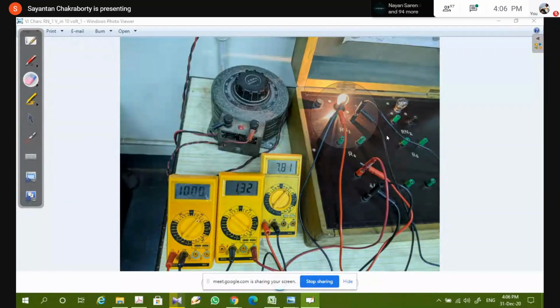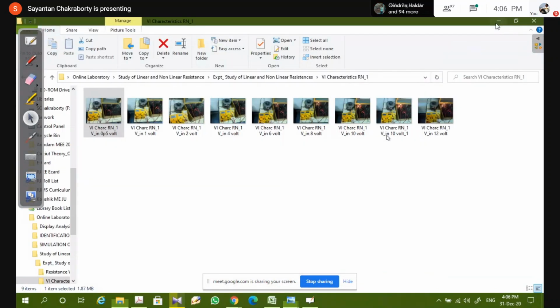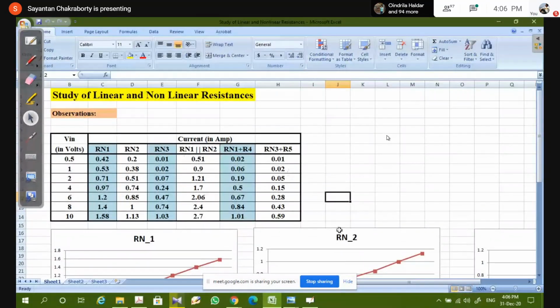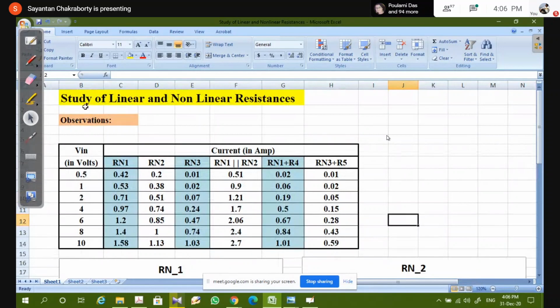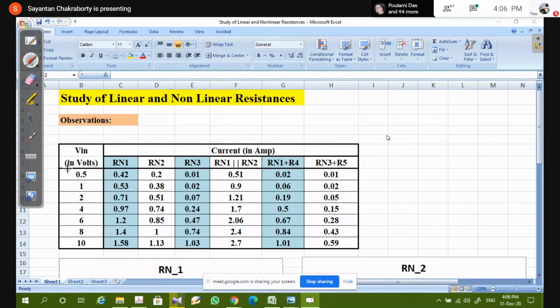So in this way, you can prepare a set of data like this, for different input voltages. These are the currents through RN1 at different input voltages. This set of data is slightly different from the experimental one, because this is a running experiment that the data I am giving, and that one is a very distinct experiment. So this is for RN1 only.